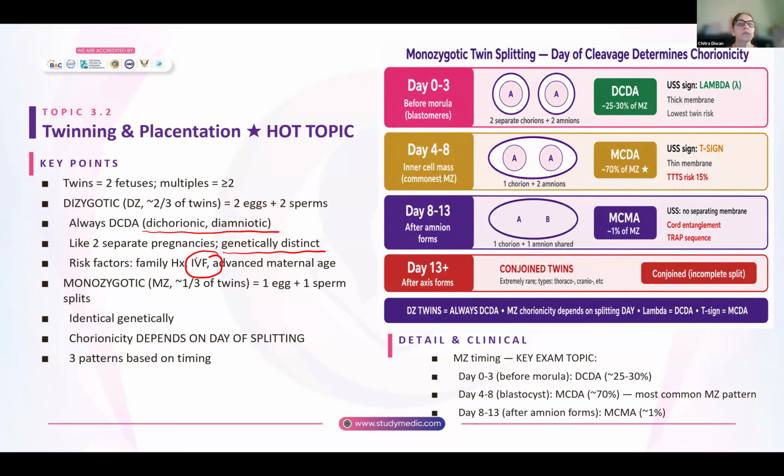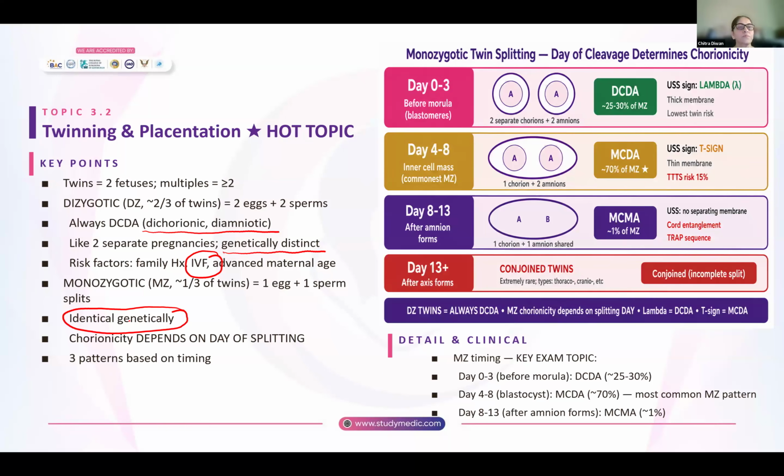Monozygotic twins are about 1/3, so they are much rarer than dizygotic twins. Here, you have one egg and one sperm. So when fertilization is happening, there is only one egg and one sperm. And then afterwards, due to any cause, there is splitting of the zygote. It splits into two parts. It is basically one zygote that is being split up into two parts.